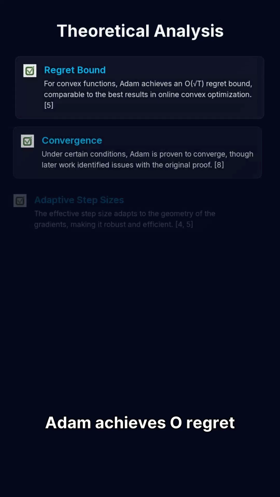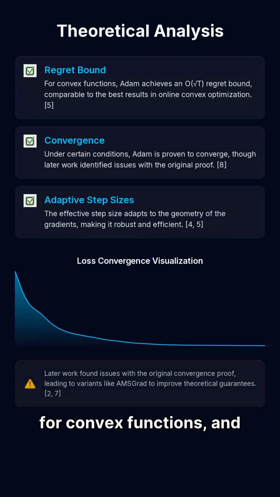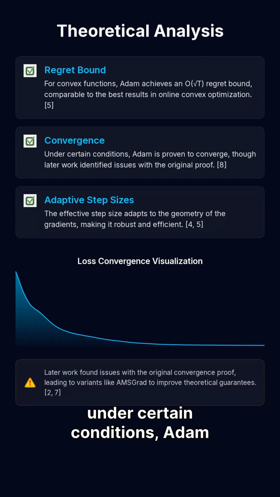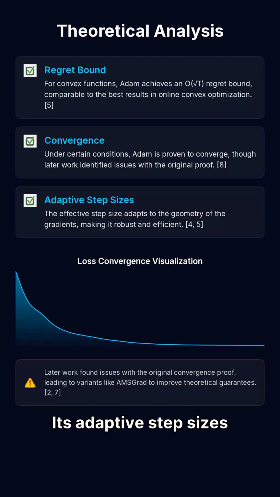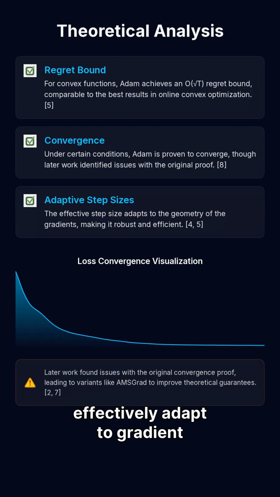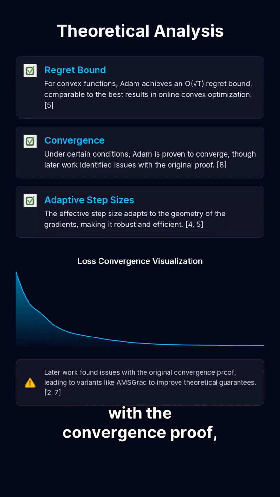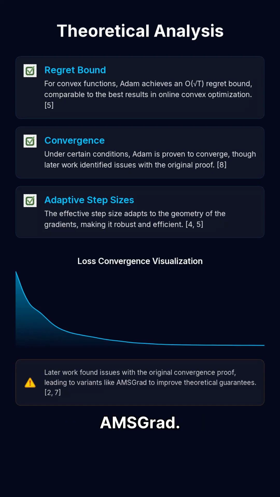The paper provided analysis. Adam achieves O(√T) regret for convex functions, and under certain conditions, Adam converges. Its adaptive step sizes effectively adapt to gradient geometry. Later work found issues with the convergence proof, leading to variants like AMSGrad.